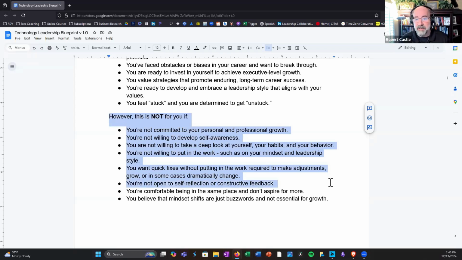You're not open to self-reflection or constructive feedback. You're comfortable being in the same place and don't aspire for more. And you believe that mindset shifts are just buzzwords and not essential for growth.